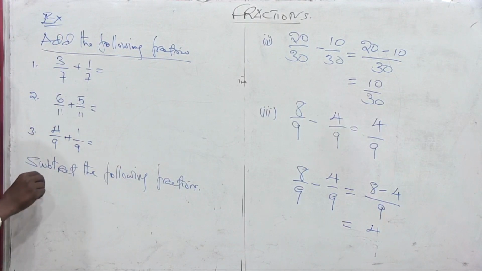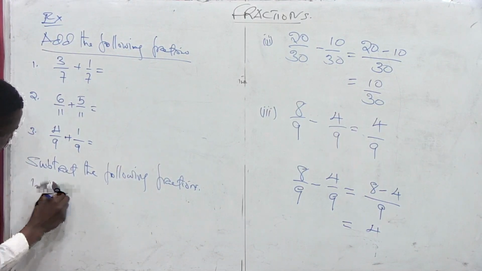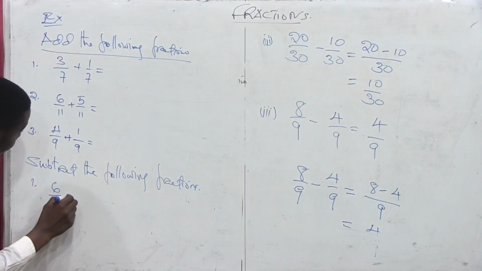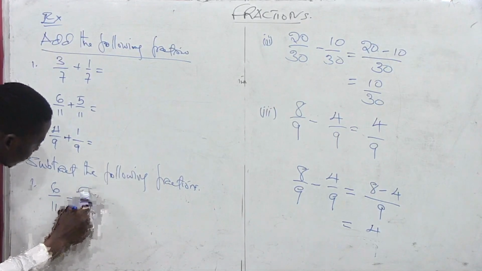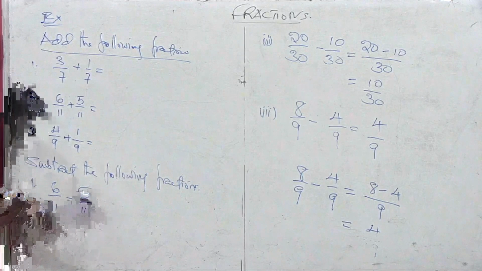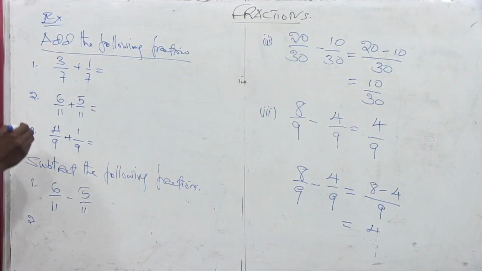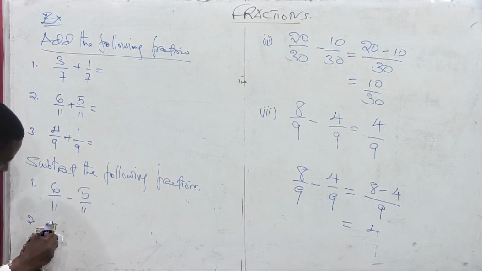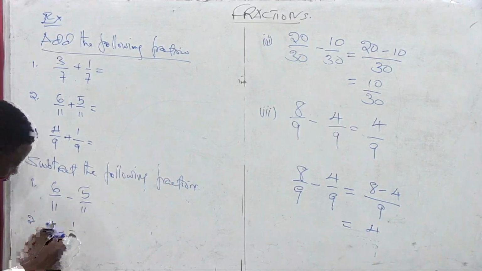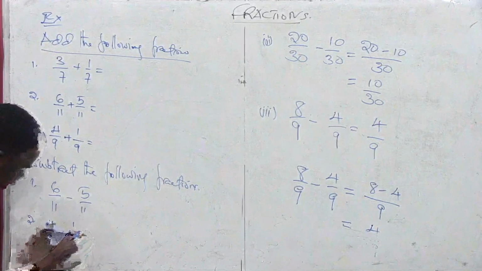Number 1, 6 over 11 minus something over 11. Number 2, 4 over 9 minus something over 9.